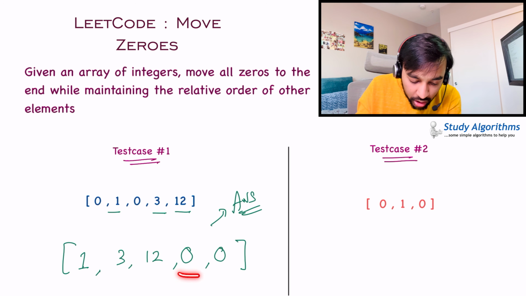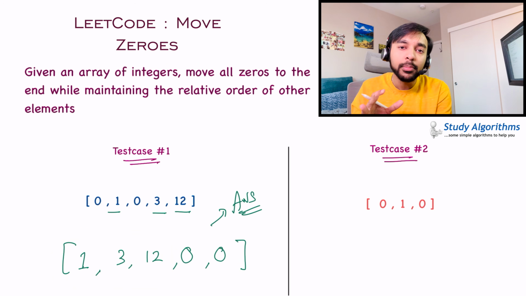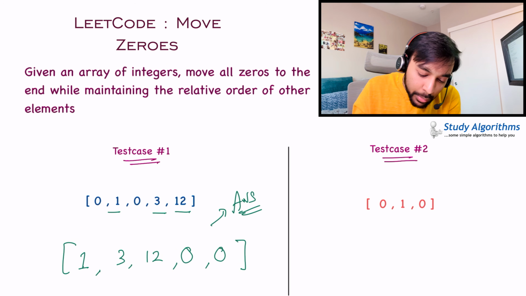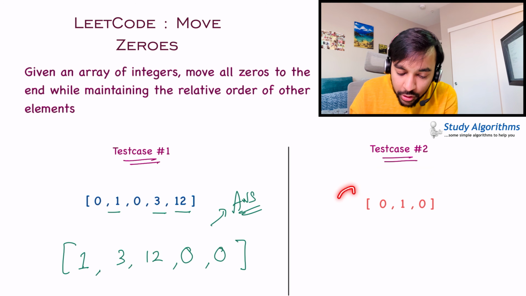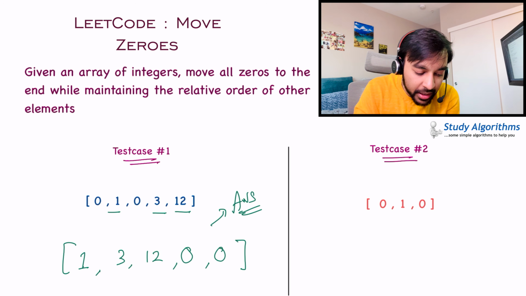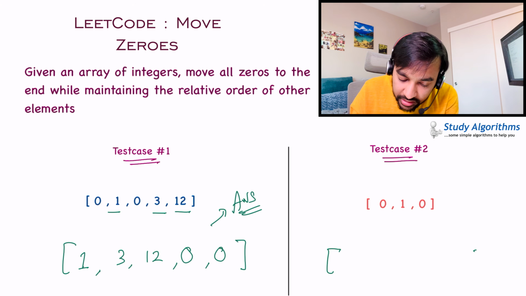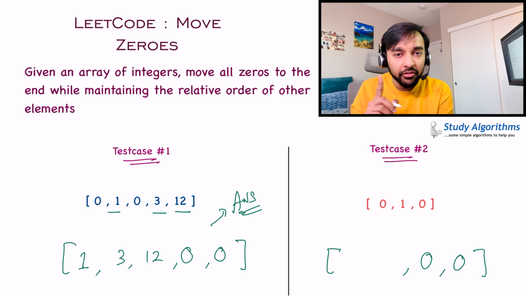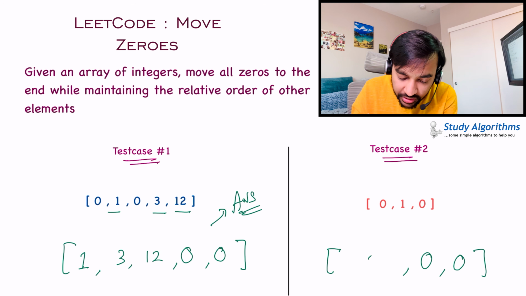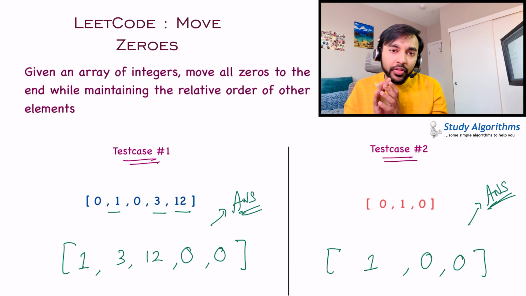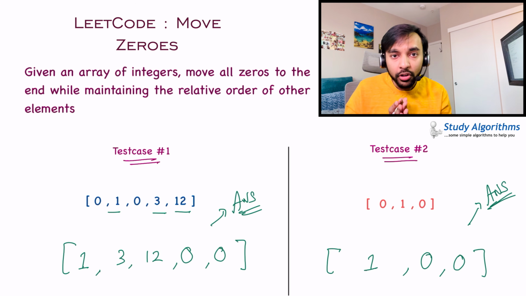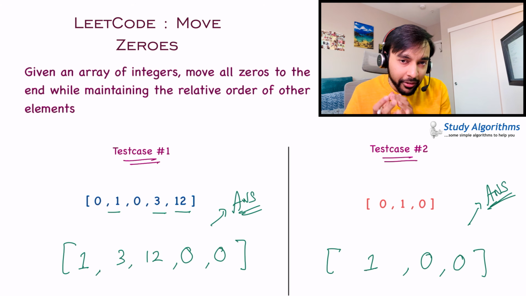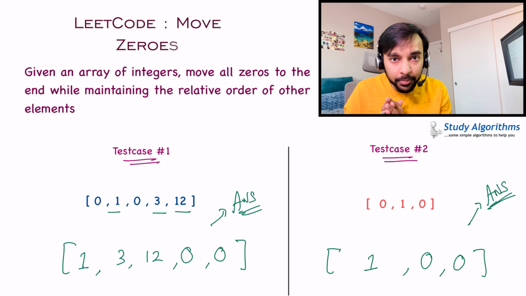You can see that all the zeros have moved to the end and the relative order of the remaining elements remains the same. Similarly, look at test case number 2. You have a smaller array with these three elements. To write the answer for this, first of all move both the zeros to the end and then you only have one element remaining, right? So you can just write it down over here. So for this test case, this will be your answer. Now, if the problem statement is clear to you, feel free to try it out on your own. Otherwise, let us see how we can approach this problem.